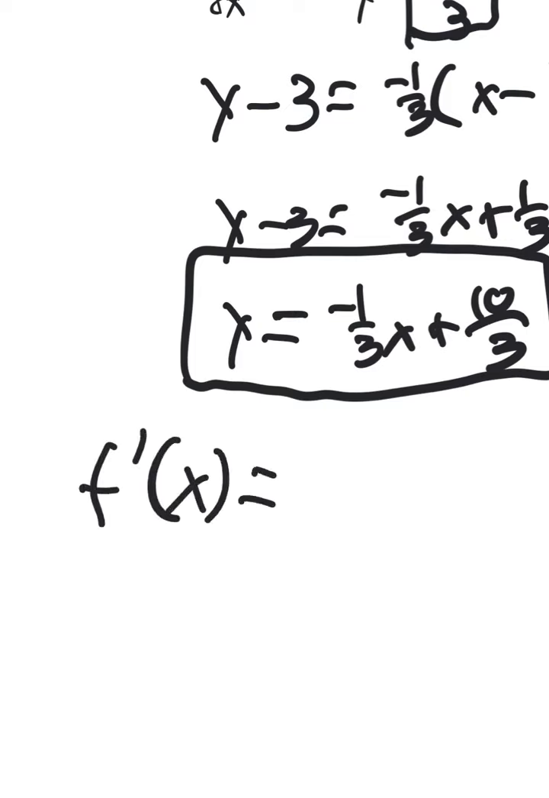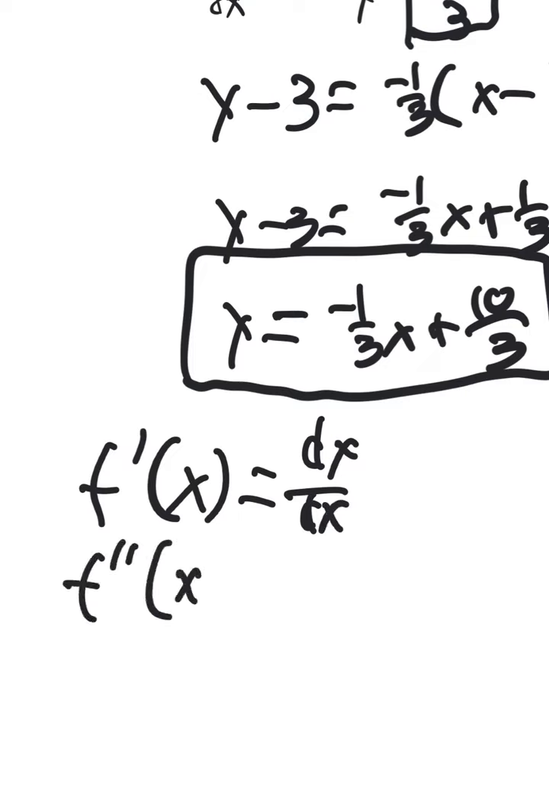We have f prime of x is the same as dy over dx. That's the first derivative. But what if we wanted the second derivative? Taking the derivative again, it's just f double prime of x, and then d squared y over dx squared. Now what if we wanted to keep going? We could just take more and more derivatives. We want to find the rate of change of the rate of change, the second derivative.